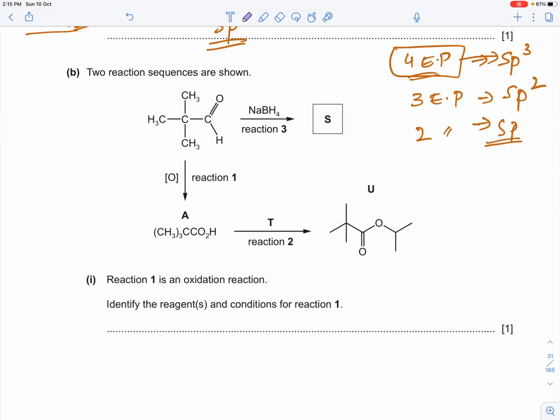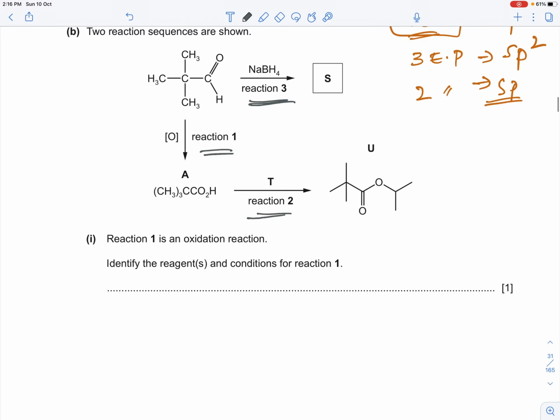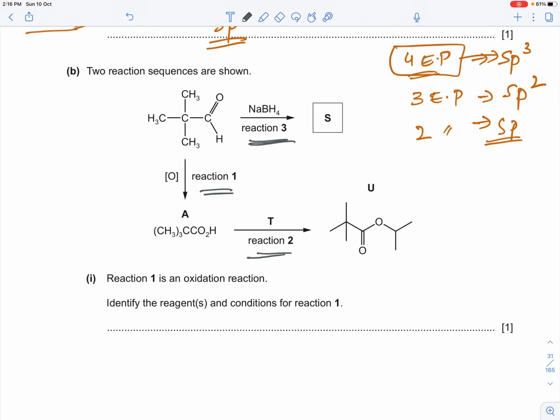Now, the next part: 2 reaction sequences are shown. This is reaction 1, then reaction 2, and this is reaction 3. Reaction 1 is an oxidation reaction. In reaction 1, we have some compound here reacting with atomic oxygen. Identify the reagent and condition for reaction 1. For this, first we have to find out which functional group is being oxidized. In this compound there is an aldehydic group, and the aldehydic group has been oxidized into a carboxylic acid.